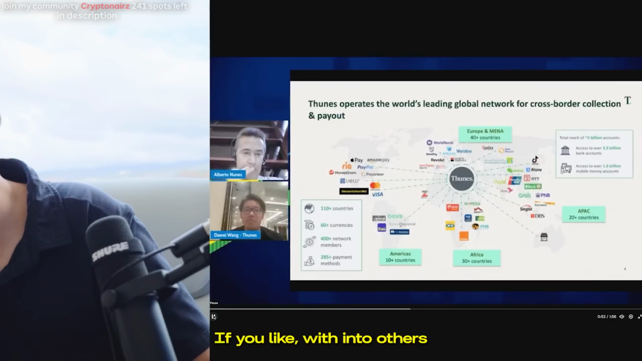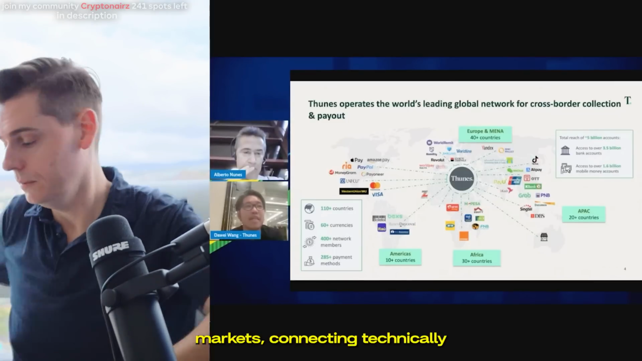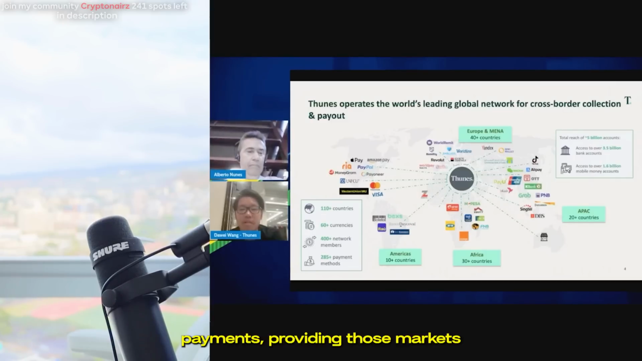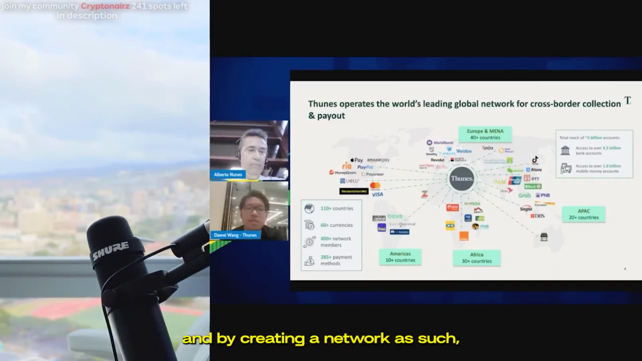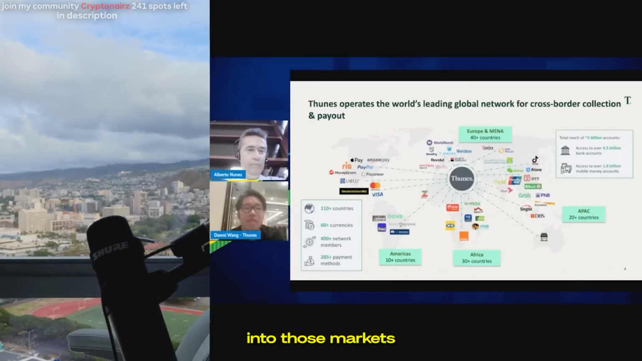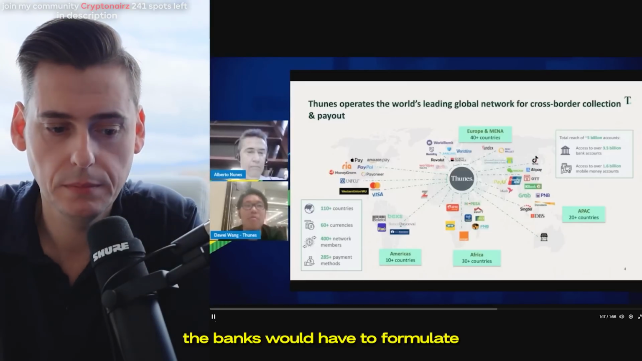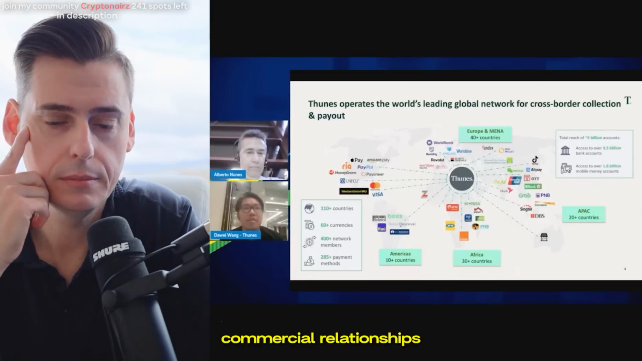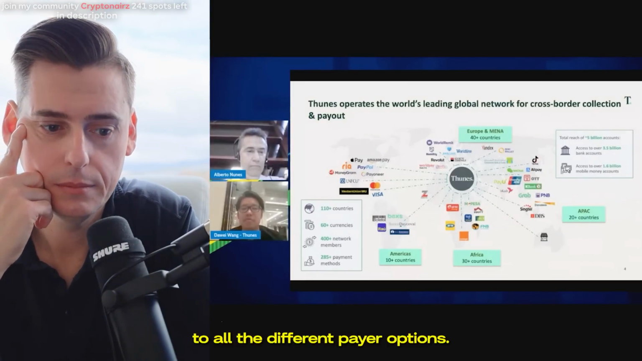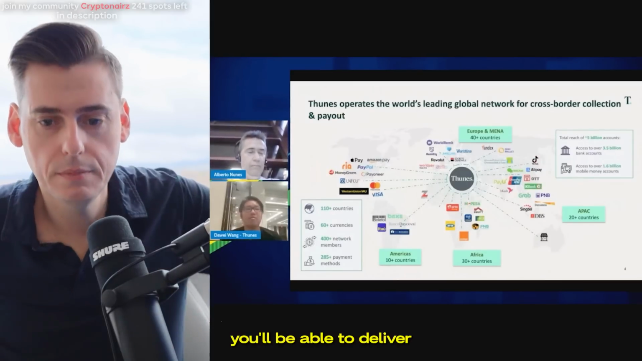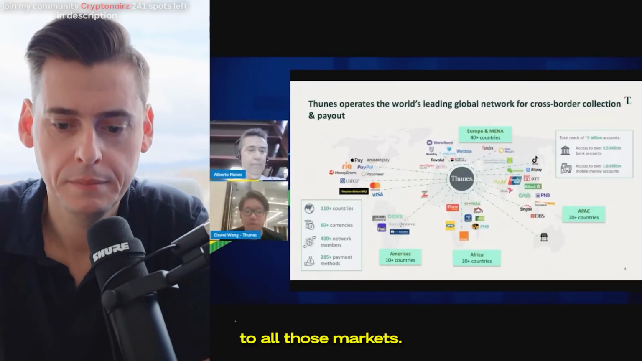The plumbing, if you like, into all those markets, connecting technically and commercially with all those relevant payment providers in those markets. And by creating a network as such, we're able to deliver funds into those markets seamlessly and instantaneously. So very similar to how the current correspondent banking relationship would work, where the banks would have to formulate commercial relationships and also technical relationships via SWIFT to all the different payout options. But via Thunes, through the single relationship, you will be able to deliver your funds seamlessly to all those markets.